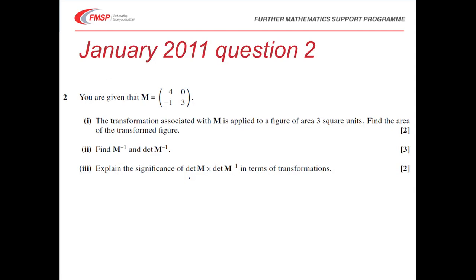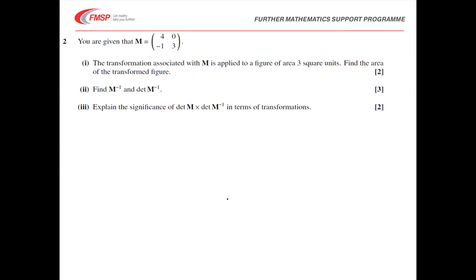Let's have a look at some questions. We've got a matrix, we've got a transformation applied to a figure of area 3 square units, and we've got to find the area of the transformed figure. So that's going to be using the determinant. Find the determinant of M and the determinant of M inverse, and explain the significance in terms of transformations.